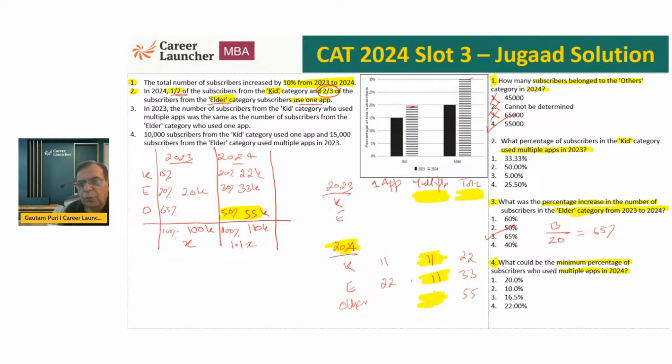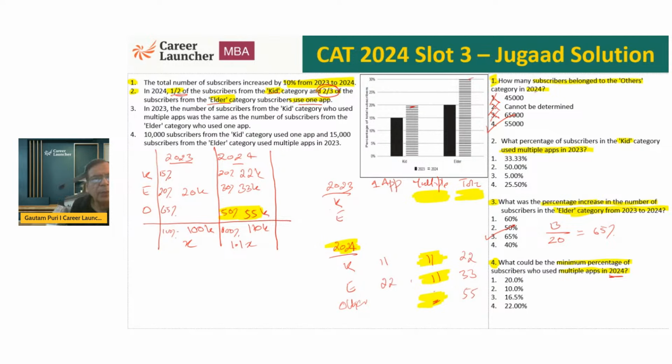Now what was question 4? It was about 2024. What could be the minimum percentage of subscribers who use multiple apps in 24? If I have to have the minimum percentage of subscribers, I will want this to be 0. But let me go through the other statements. Maybe something is given about others. So far, I don't have anything about others at this point.